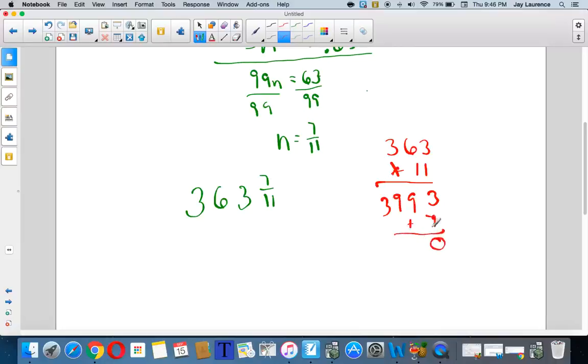That'll be a 0. And I'll carry the 1 to make a 0, and I'll carry the 1 to make a 0, and I will carry the 1. So this number as an improper fraction is 4,000 divided by 11, or 4,011ths.